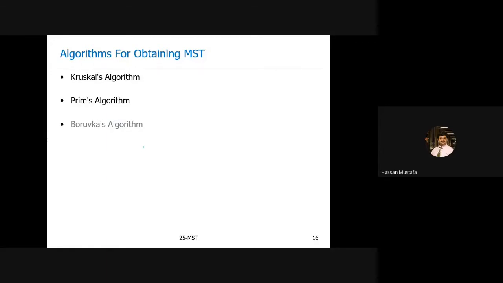In this lecture, we'll discuss a few algorithms to obtain a minimum spanning tree from a graph. There are two different algorithms that we'll discuss. In the first video, we'll discuss the Kruskal algorithm, and then in the second video, we'll discuss the Prim's algorithm. So let's discuss the Kruskal's algorithm to find a minimum spanning tree.